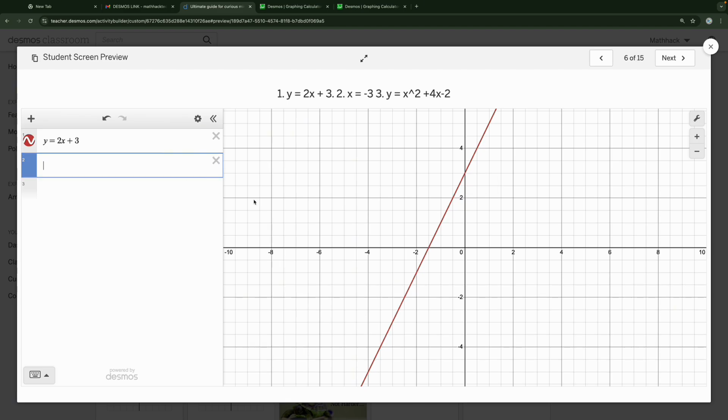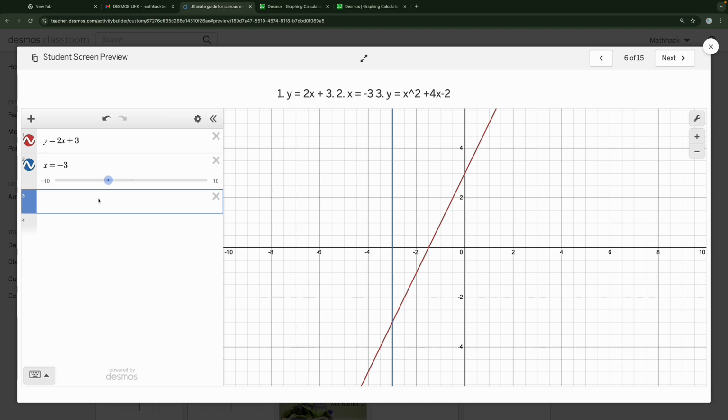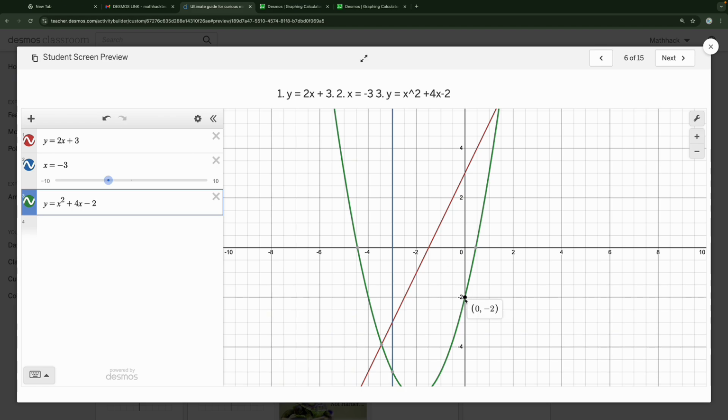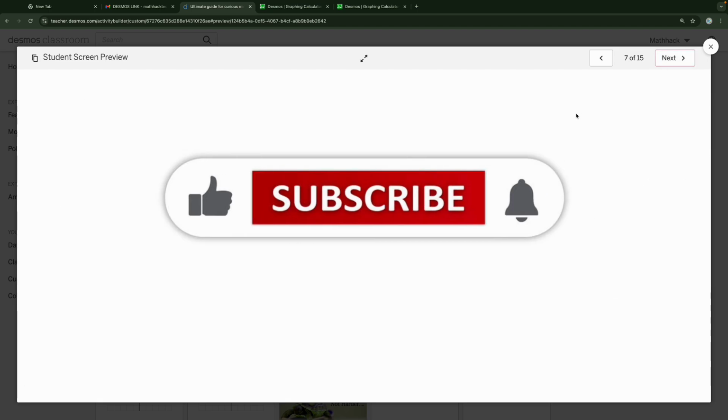Now we can also type x equals negative 3, and that is a vertical line at x equals negative 3. We can also type in the quadratic equation y equals x to the power 2 plus 4x minus 2. With that we can get the y-intercept to be negative 2 here, and then we can get the solutions where it cuts the x-axis. Okay, good. Now let's go to the next one.